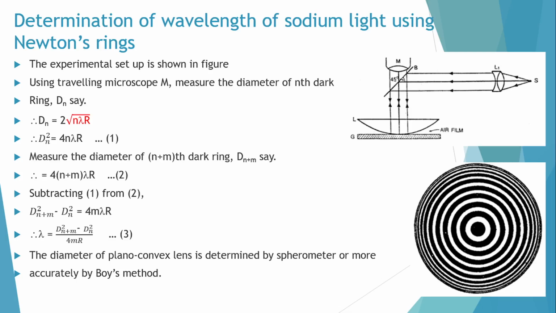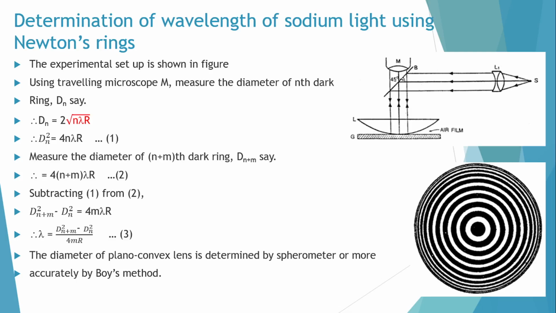And now measure the diameter of the (n plus m)th dark ring, say D(n+m), and it will be equal to 4 (n plus m) lambda R. In place of n, now it will be n plus m. Now subtracting equation 1 from equation 2, we find that D(n+m) square minus Dn square equals 4 m lambda R. It is quite clear.